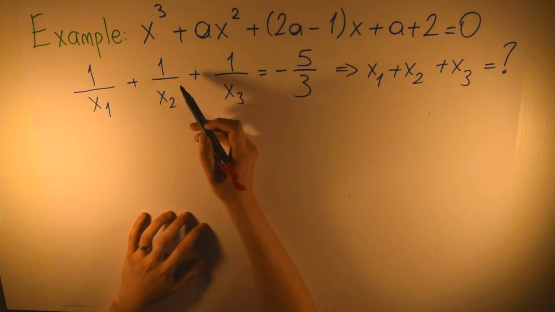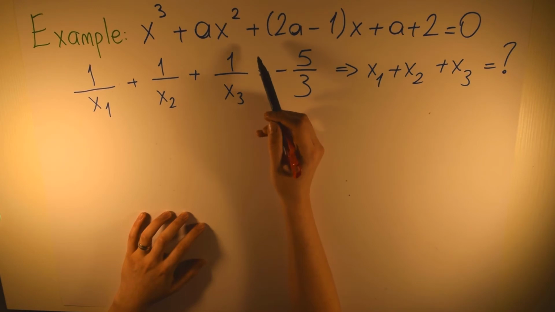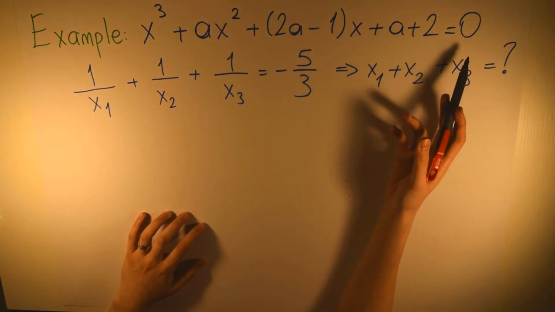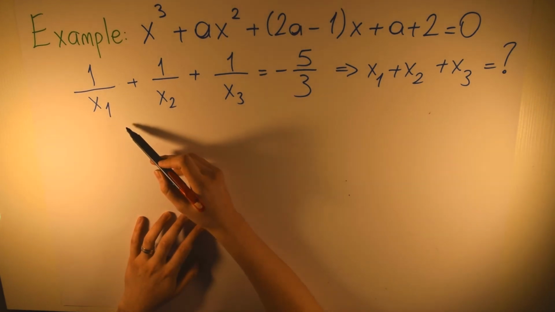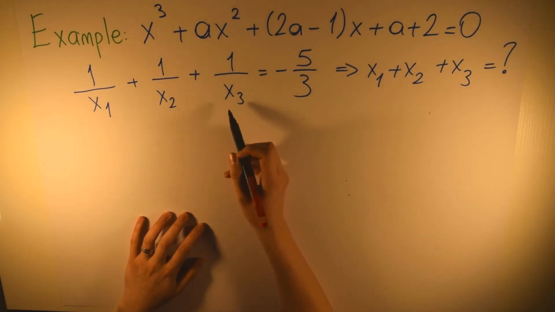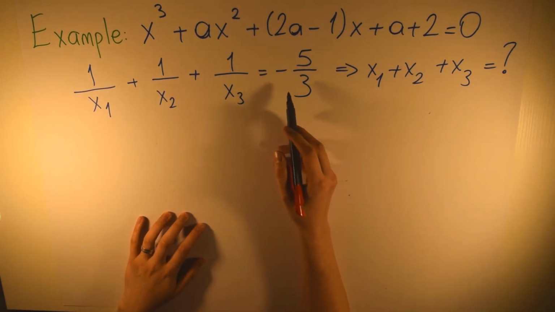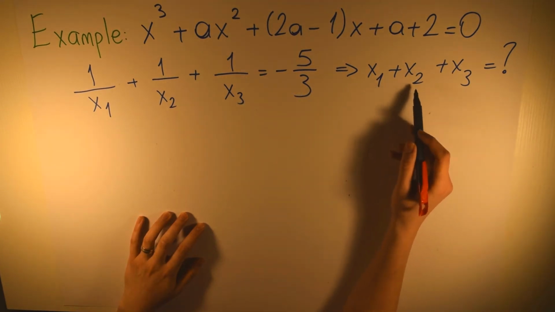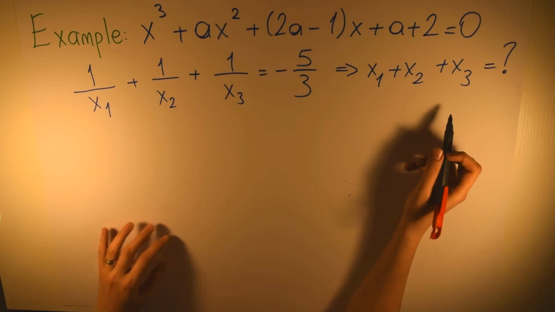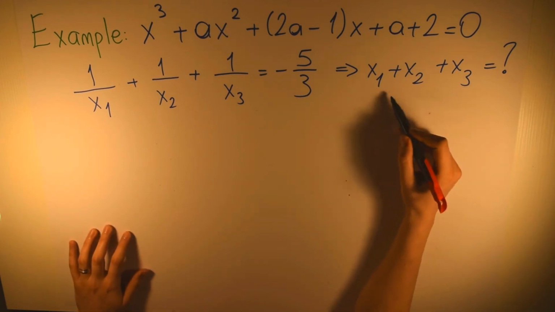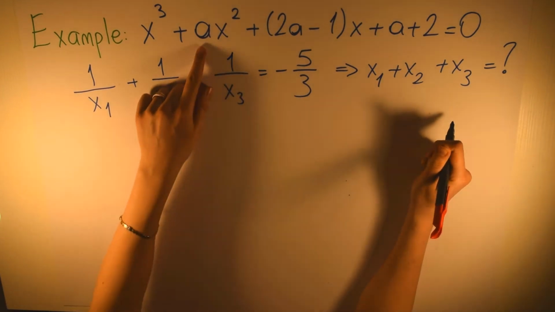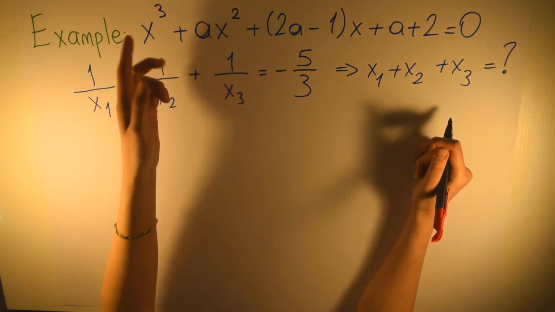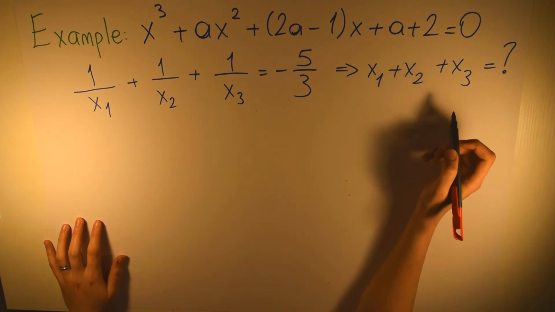Here we have x cubed plus ax squared plus (2a minus 1)x plus a plus 2 is equal to 0, and 1 over x1 plus 1 over x2 plus 1 over x3 is equal to minus 5 over 3. So what is x1 plus x2 plus x3? To find this value, first we need to find the value of a, and after that we will put a in the formula and we will be able to find our solution.